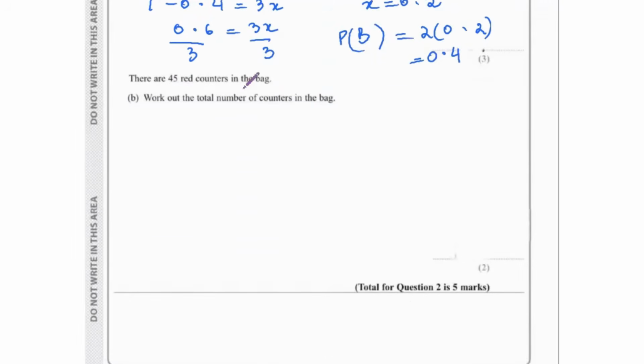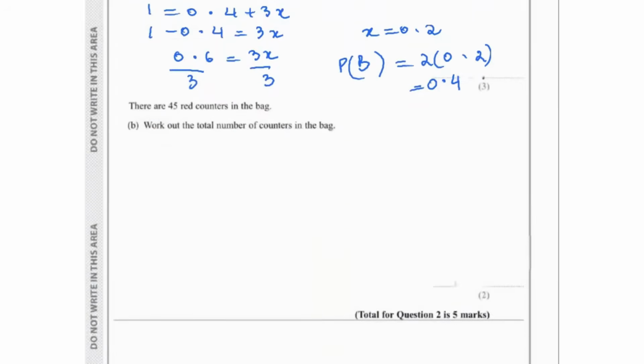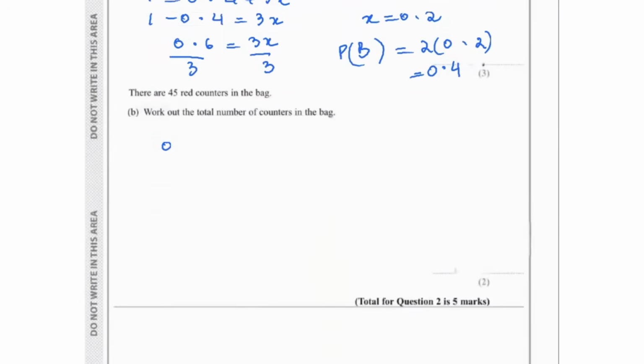Then there are 45 red counters in the bag. Work out the total number of counters in the bag. So if you look at the table, the probability of getting a red counter is 0.3, which means 0.3 is the same as 45 out of the total counters. So let's rewrite 0.3 as a fraction. That's 3 out of 10.